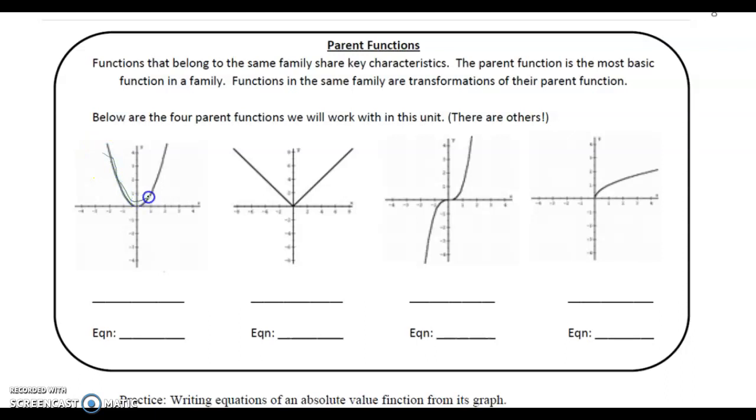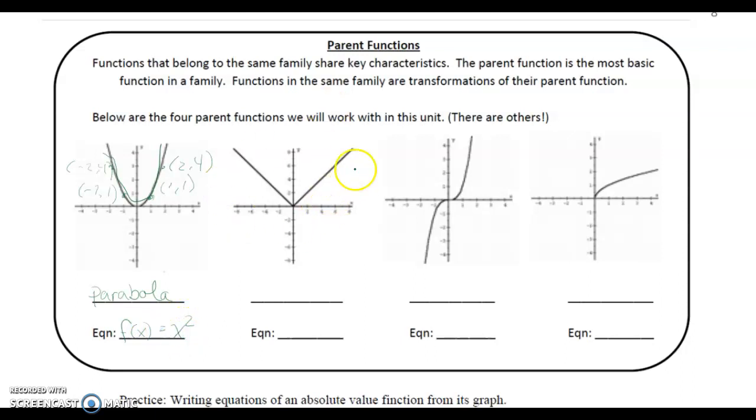In this first picture, the one thing I want to point out is that it goes through 1, 1 and negative 1, 1. It also goes through 2, 4 and negative 2, 4. And this particular shape is called a parabola. And the equation for this basic parent function parabola is f of x equals x squared.